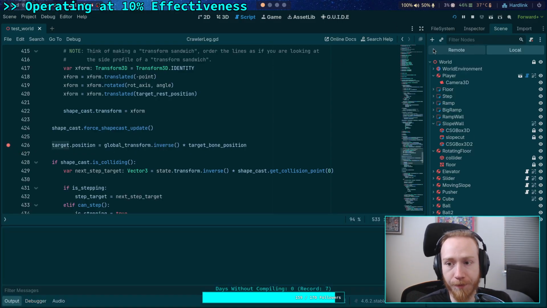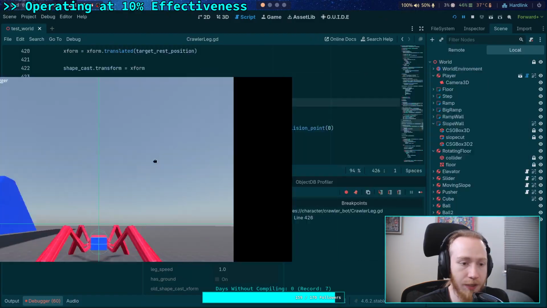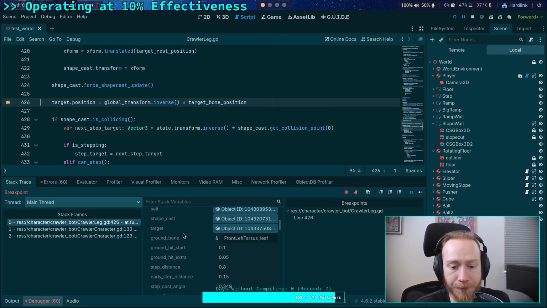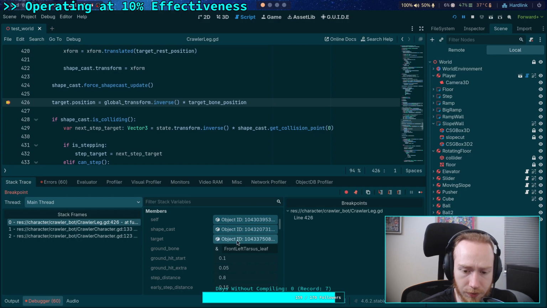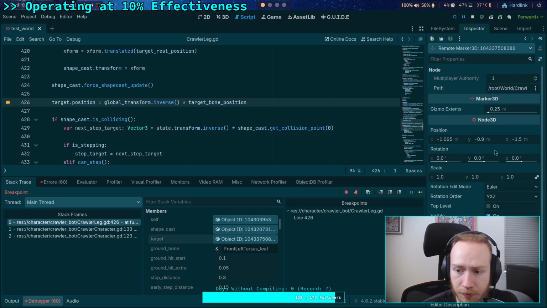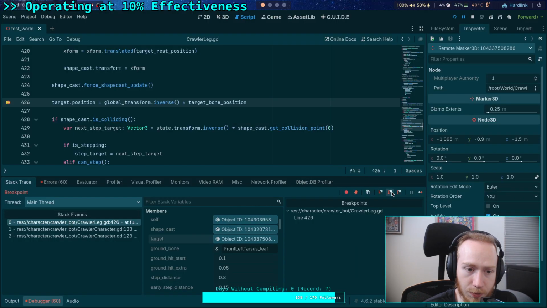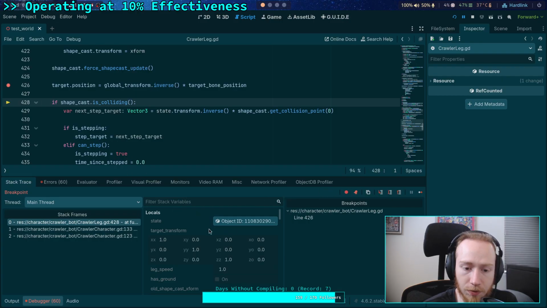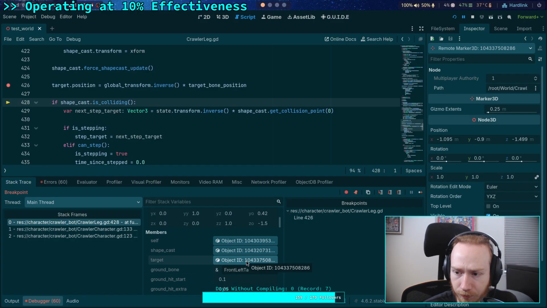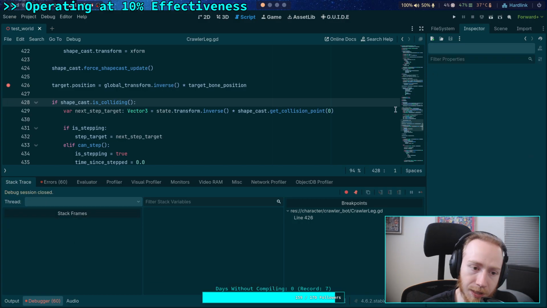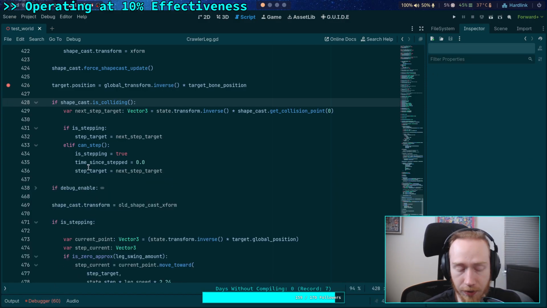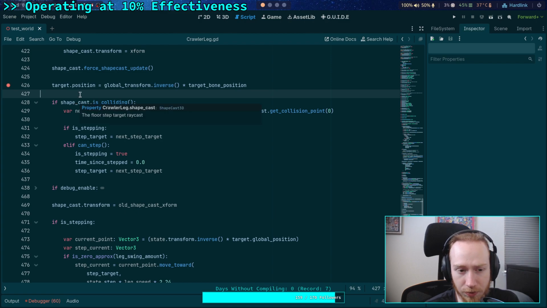Alright, let me see how this changes over time. I have target position. So that's where it is right now. If I step forward, it has moved. It has moved slightly. It's not really desirable.